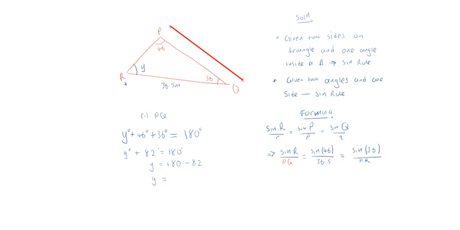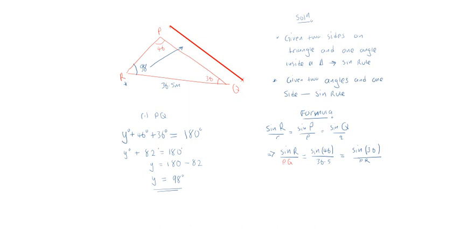180 minus 82 is giving us 98 degrees, like that. So we have found this angle here. Since I found this angle, y, I'll replace it now. I'll put my 98 there. Since I found 98, this angle is opposite this side, side PQ. So it's now easy for me to find this side.